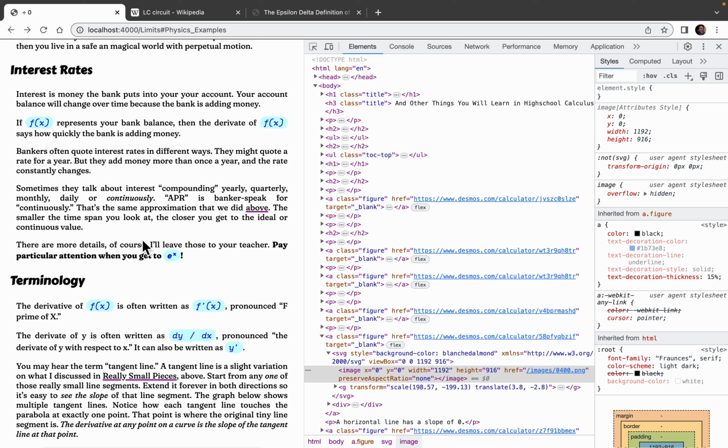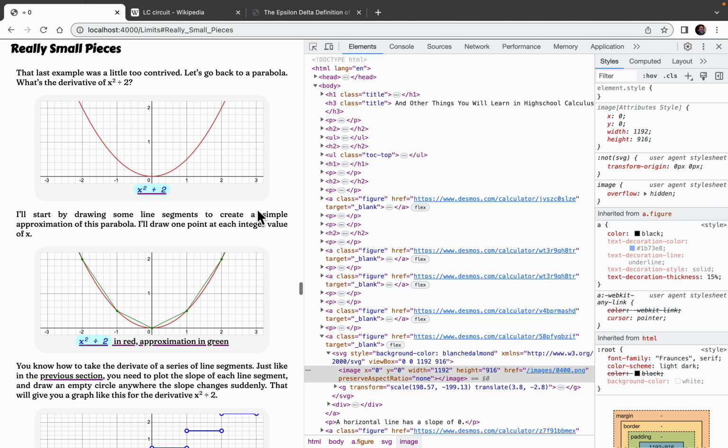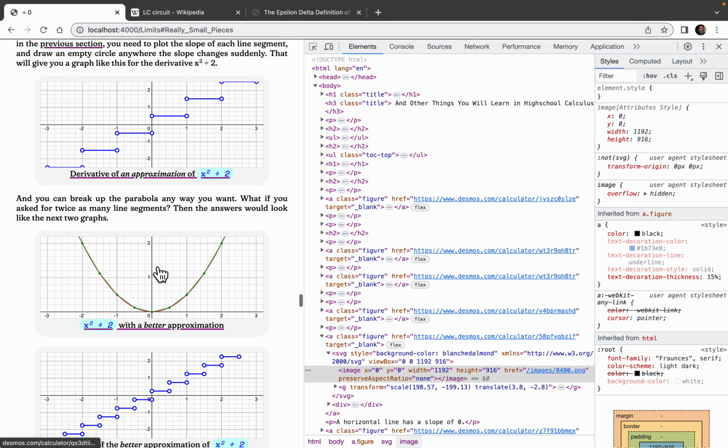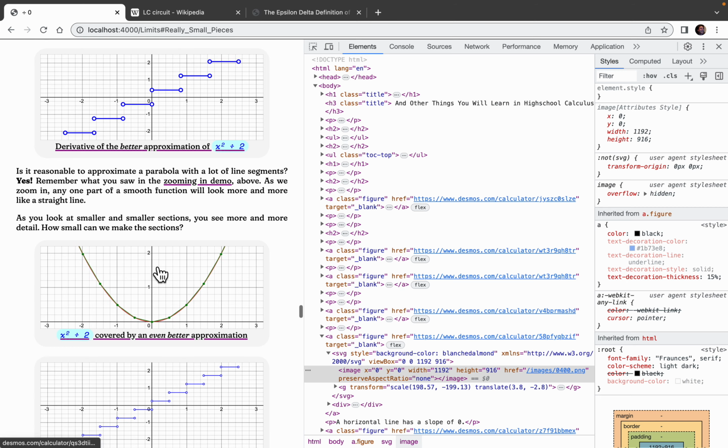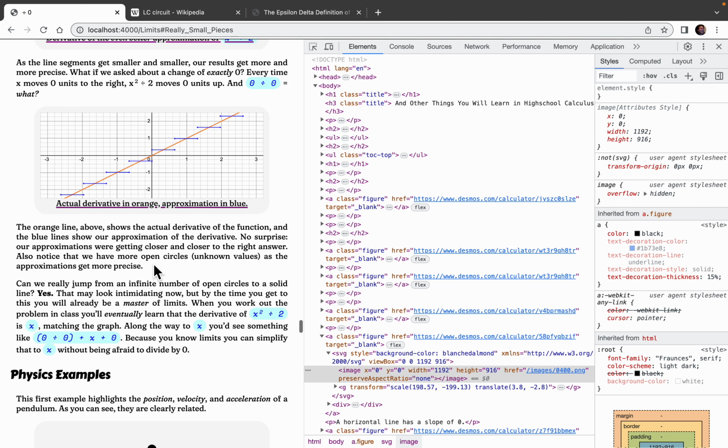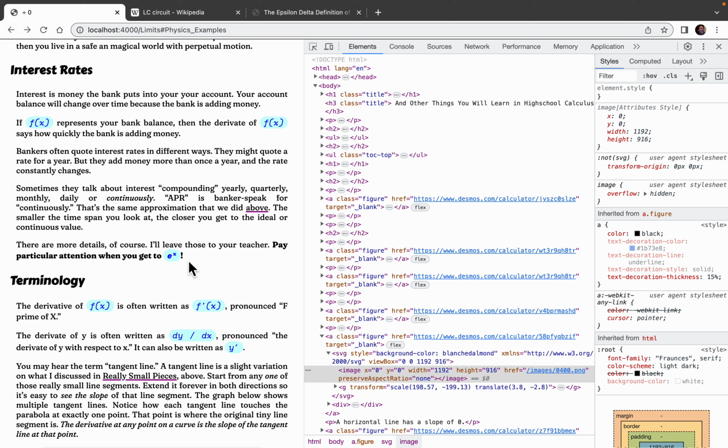The smaller and smaller time span you look at, the closer you will get to the ideal or continuous value. So that was the really small pieces example, where we showed how you could step through and get smaller and smaller until eventually you approach the line. There are more details. I'll leave those to your teacher. Pay particular attention when you get to e to the x.